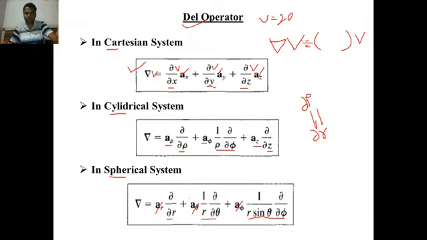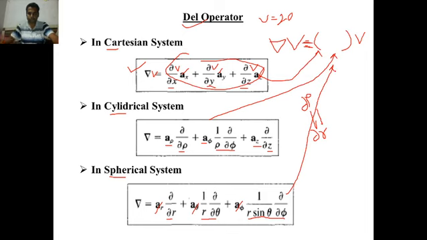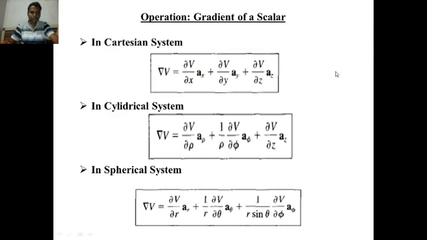Okay, so if you want the gradient of v in Cartesian system, you put this formula here in this bracket. If you want the gradient of v in cylindrical system, you put this formula here in this bracket. Same is the case with spherical system. So this formula, I hope you understood how these formulas are obtained.